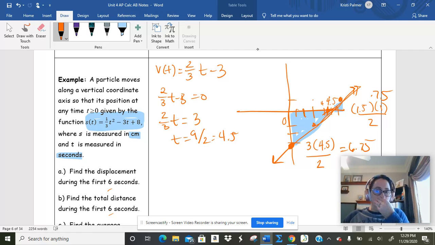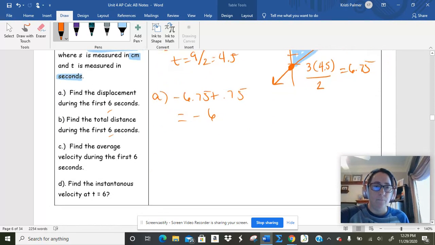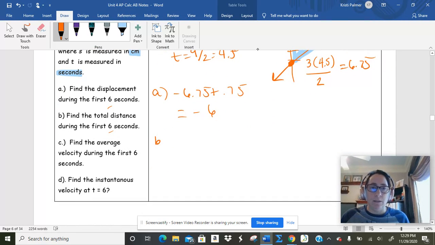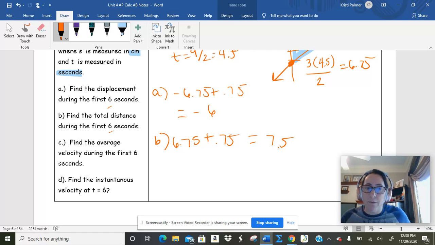Okay, so for the displacement, I know that they have moved in the negative direction way more than the positive direction. So my displacement here is negative 6.75 plus the 0.75, which gives me negative 6. The total distance, though, is going to be adding the negative and the positive together, which gives me 7.5.